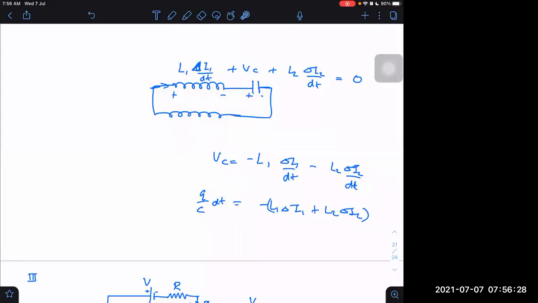Because it is in series, it cannot happen that this keeps on carrying different current and this keeps on carrying different current. They are in series. Quickly they have to get the same current only, right or not? In series the current will be same. Do you agree with this or not?